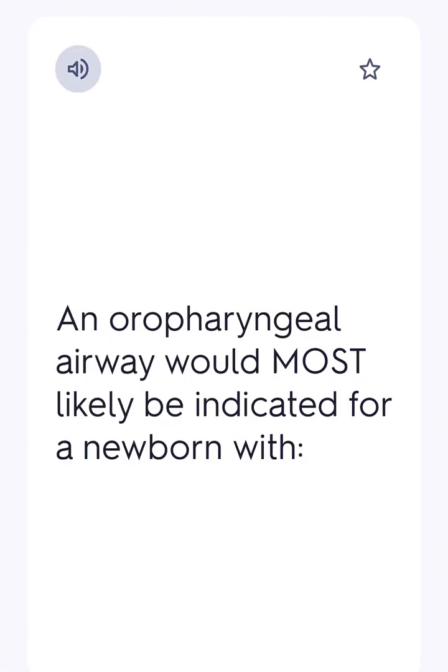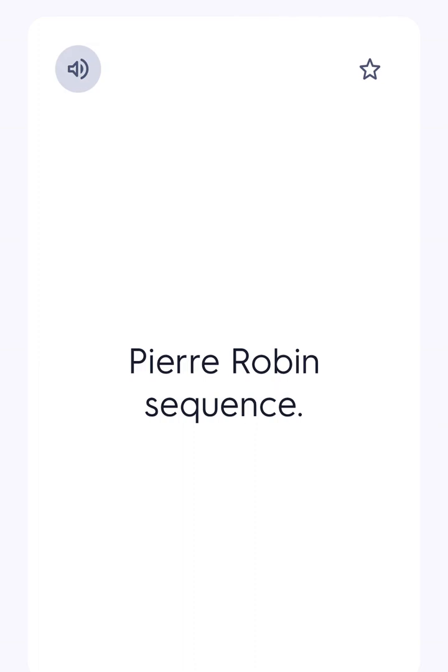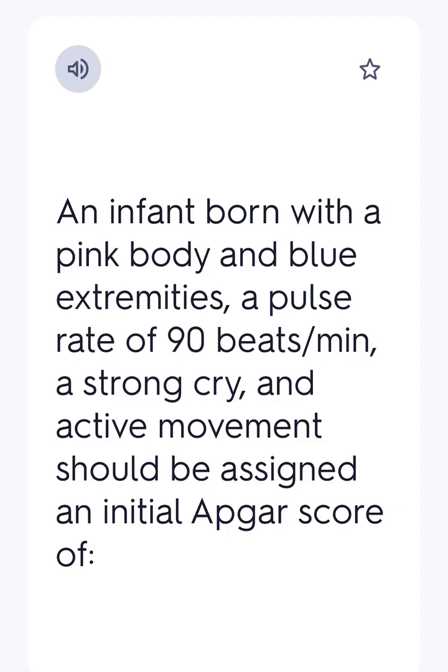An oropharyngeal airway would most likely be indicated for a newborn with Pierre Robin sequence. An infant born with a pink body and blue extremities, a pulse rate of 90 beats per minute, a strong cry, and active movement should be assigned an initial Apgar score of 8.